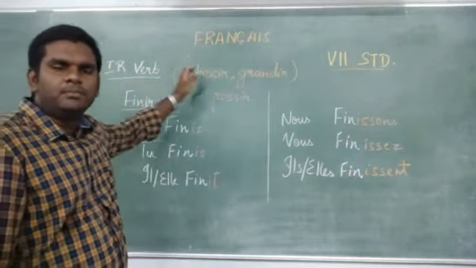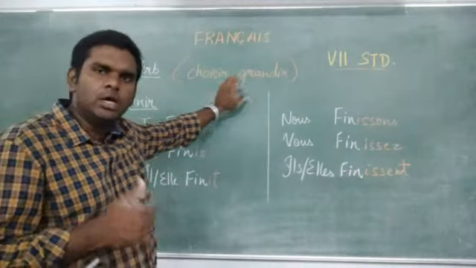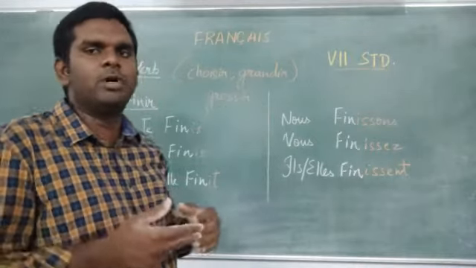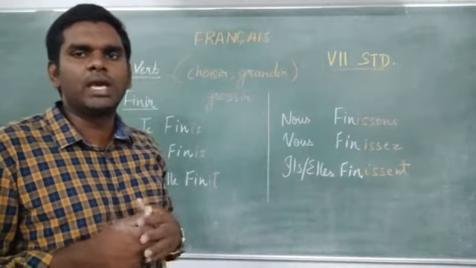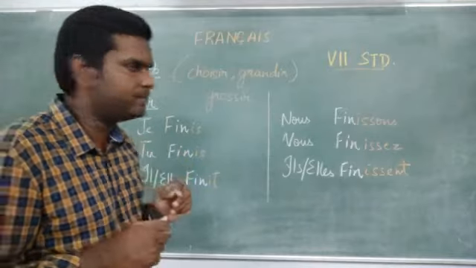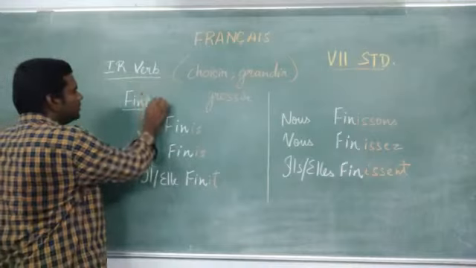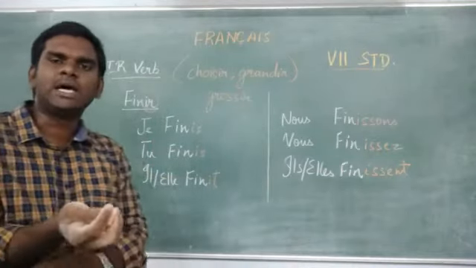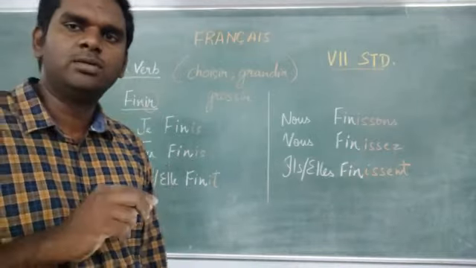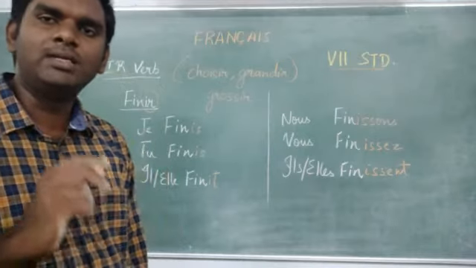So there are many verbs in IR. For example, choisir, grandir, grossir. These are example verbs which are present in IR. For today's class I have taken one verb, that is finir. Here is finir. So why do we call it an IR verb? Because the ending is IR. That is the root.